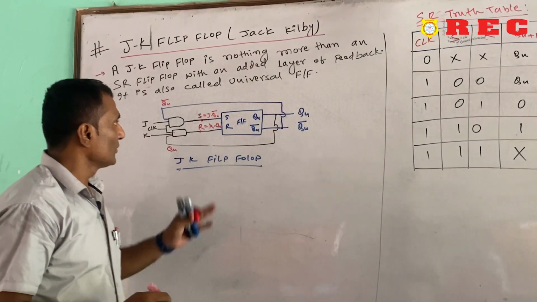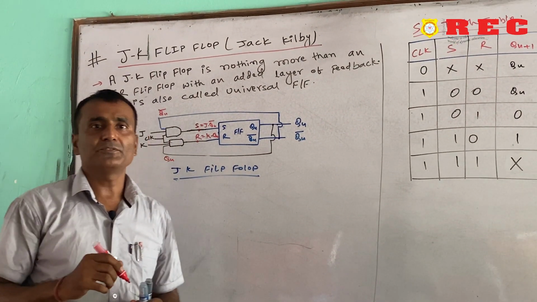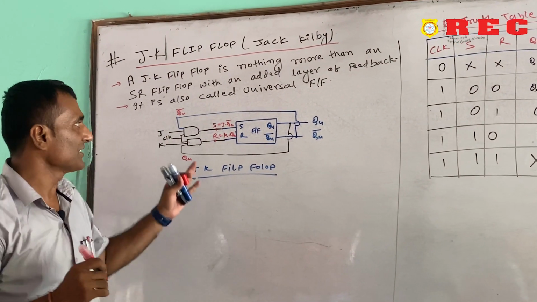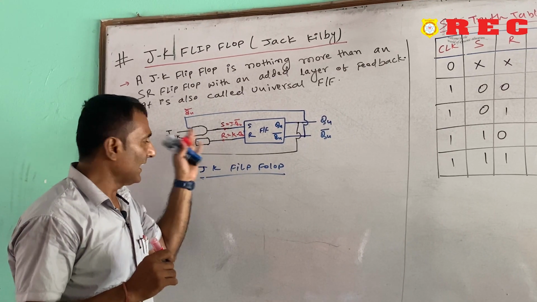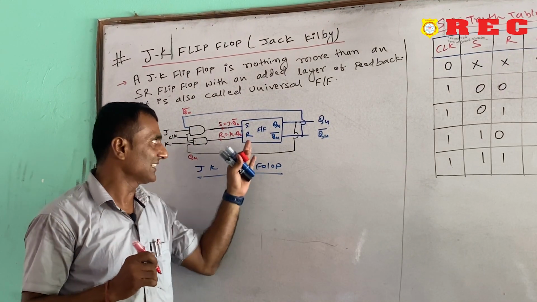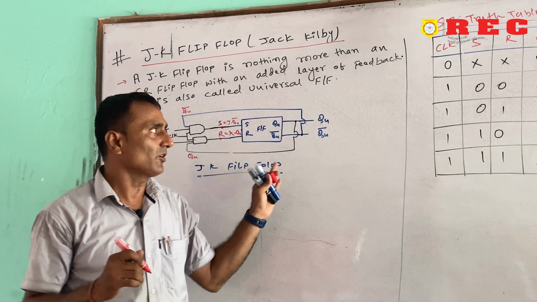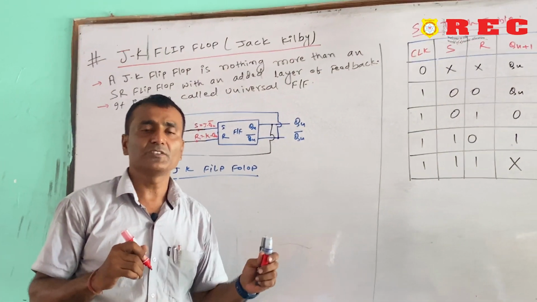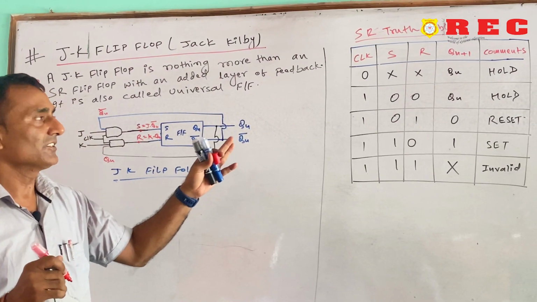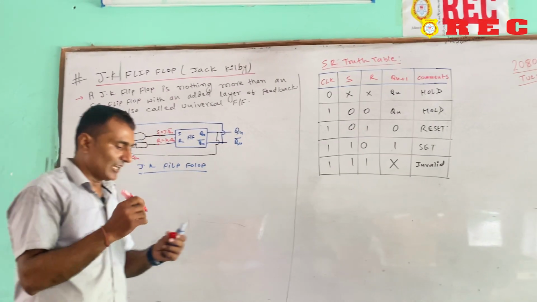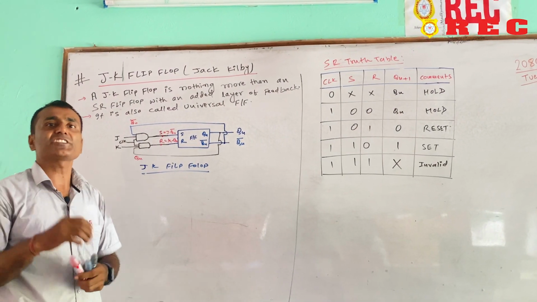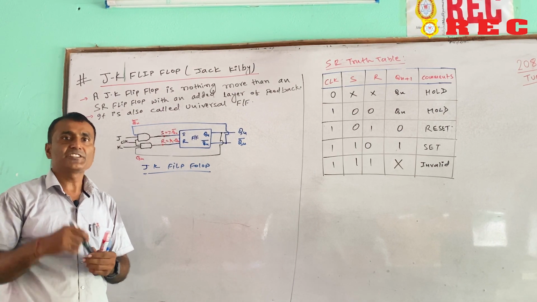Okay, so this is the block diagram of the SR flip flop using AND gate. And you can see very clearly that we have made the SR flip flop, and this is the truth table of the SR flip flop using NOR gate. Now we will see the characteristic table of the JK flip flop.